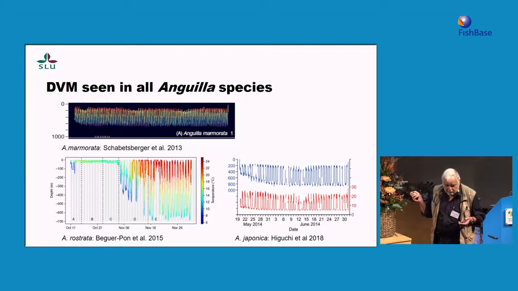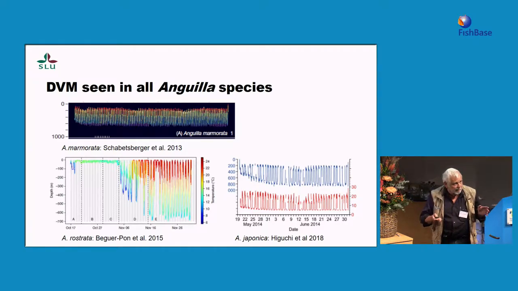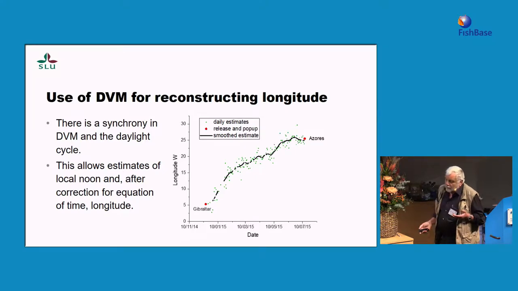Another observation is that this type of behavior with this diurnal migration is the same in all freshwater eel species that have been studied. So this is an Indonesian species, this is the American eel, this is the Japanese eel. They all do the same thing. It turns out that this time depth variation is quite useful when we get the data file back to reconstruct what the eel has been doing.